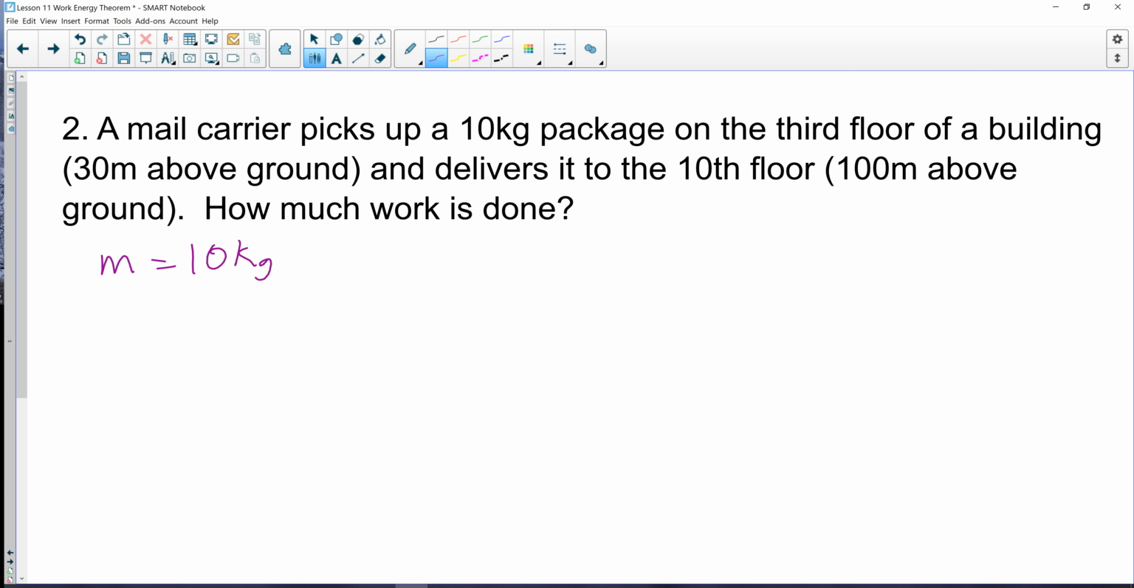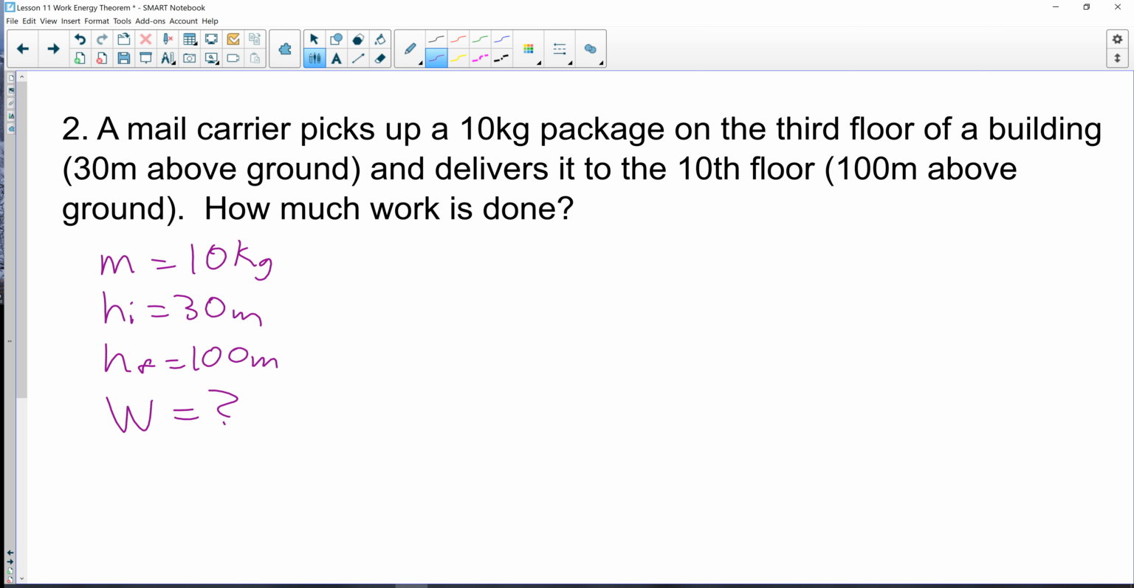What is that telling me? It's telling me a height. Is that the initial height or the final height? It's the initial height because that's where it was picked up. So my initial height would be 30 meters, and they're taking it to the 10th floor, where the final height will be 100 meters. And they're wanting to know how much work is being done.